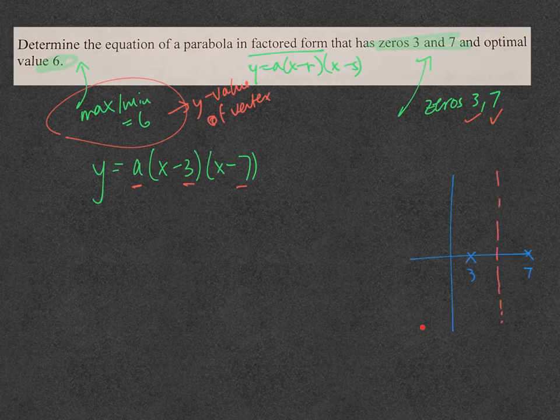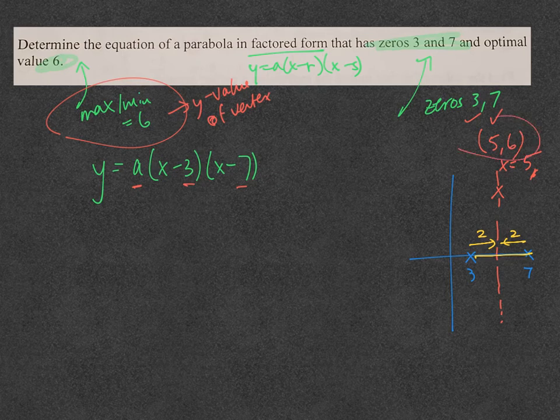I've done a little sketch over here with the zeros of 3 and 7, and my maximum value is going to be 6. So it's going to be up here somewhere, actually, on the axis of symmetry. But what is the axis of symmetry? The whole distance is 4, so if I go in 2 from either side, I will get to the axis of symmetry, which makes it x equals 5. So if x equals 5 at the vertex and y equals 6, the vertex then is (5, 6).